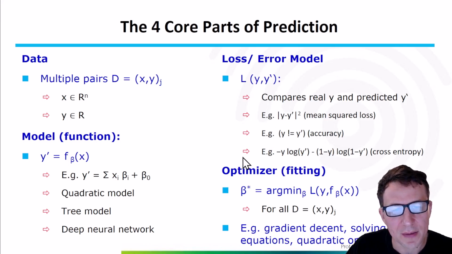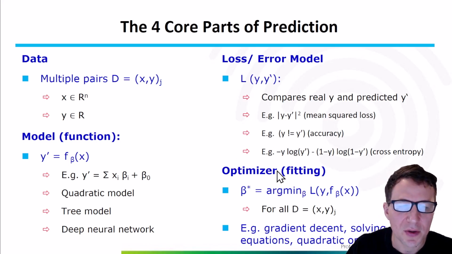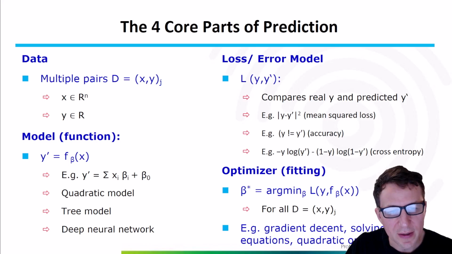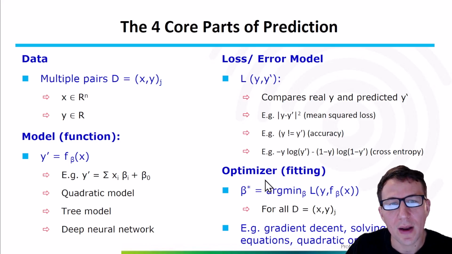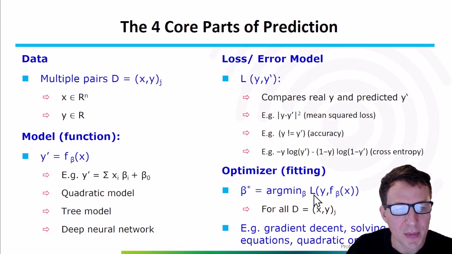And the fourth part is the optimizer, the so-called fitting, or you may call it the training phase. In the training phase, you use your training data in order to find a set of parameters beta that perform well on the model. What does perform well mean? It means that it minimizes the loss over your training data set. Argmin means that you're looking for the beta that gives you the lowest value of your loss function for all your data points. And it depends on the model you're choosing what kind of optimizer you need to choose.